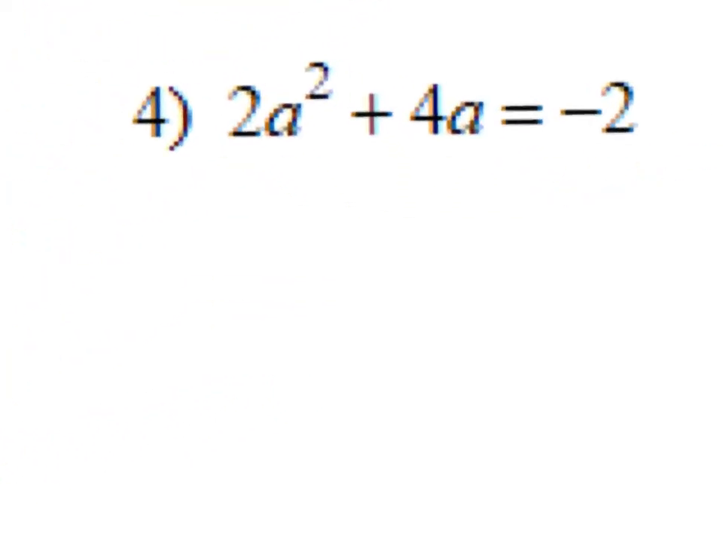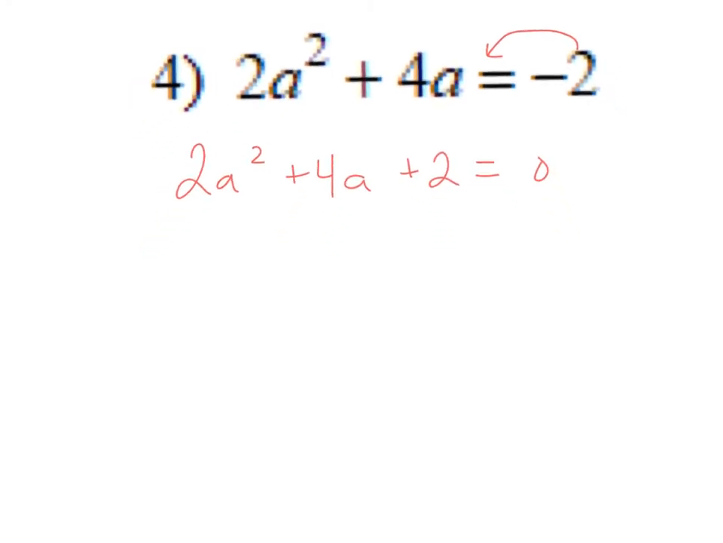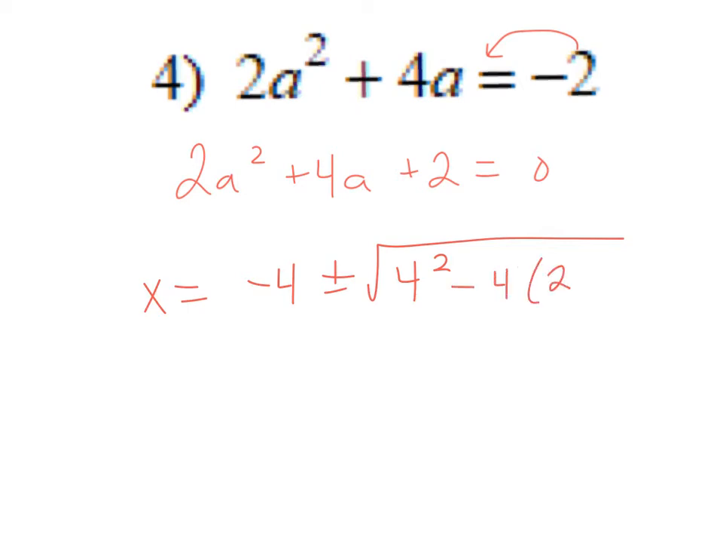Okay, so this guy, again, is not set equal to 0, so let's go ahead and move that 2 over. So I get 2a squared plus 4a plus 2 equals 0. So x equals negative b, so negative 4, plus or minus the square root of 4 squared, minus 4 times a, which is 2, and c, which is 2, all divided by 2 times 2.